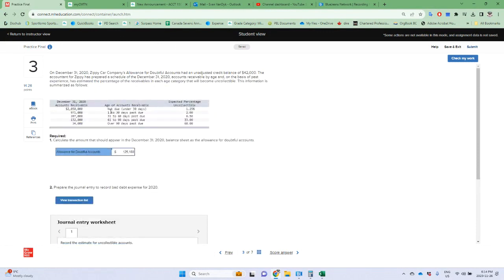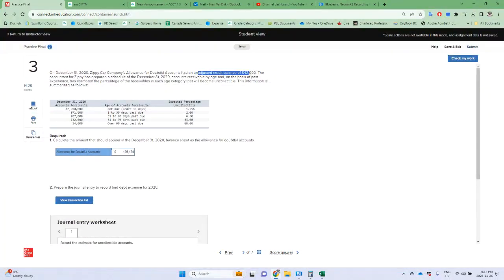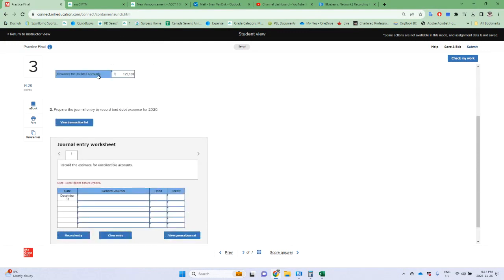Now what you need to be thinking about is that the allowance for doubtful accounts already has a credit balance. What we want is for this number to be the new balance. So if we have a balance of 42 and we want the new balance to be 125, we're not going to credit our allowance for doubtful accounts for the full amount. We are going to only credit it for the difference because it's a credit. If it's a debit balance, we would add it up.